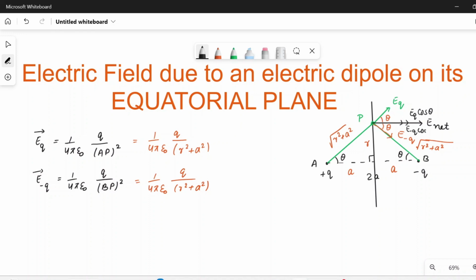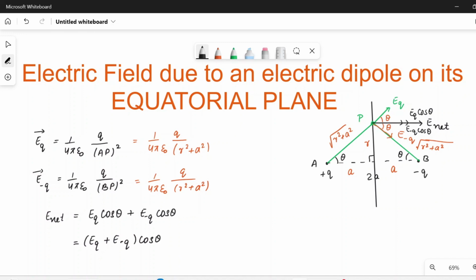While the perpendicular components, EQ sin theta, which is upward, and E minus Q sin theta, which is downward, will cancel out because their magnitudes are the same. So we can write our total electric field as equal to EQ cos theta plus E minus Q cos theta. And when you take cos theta common, it will be (EQ plus E minus Q) cos of angle theta.